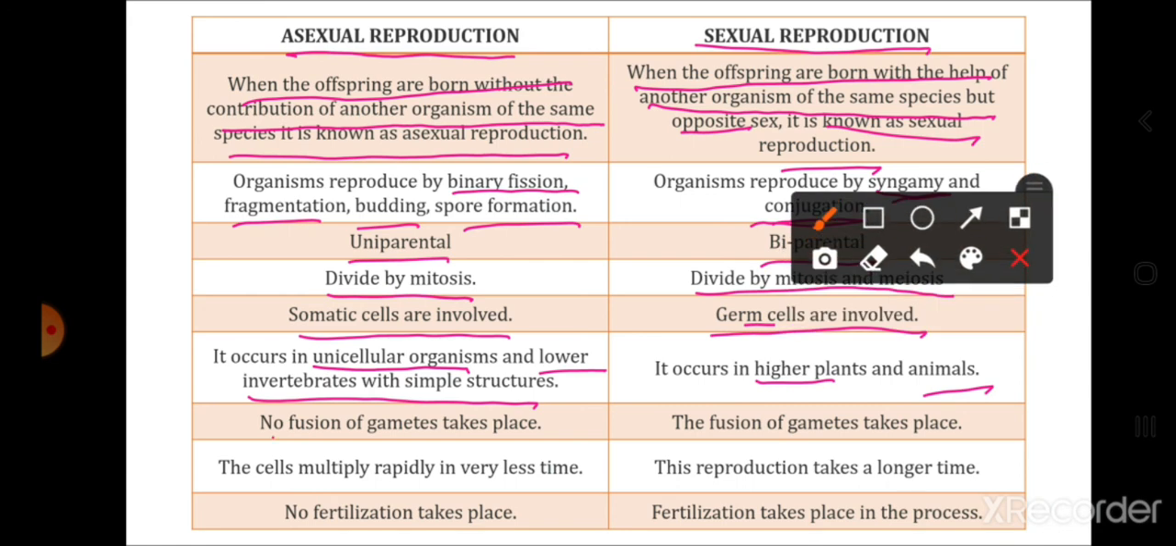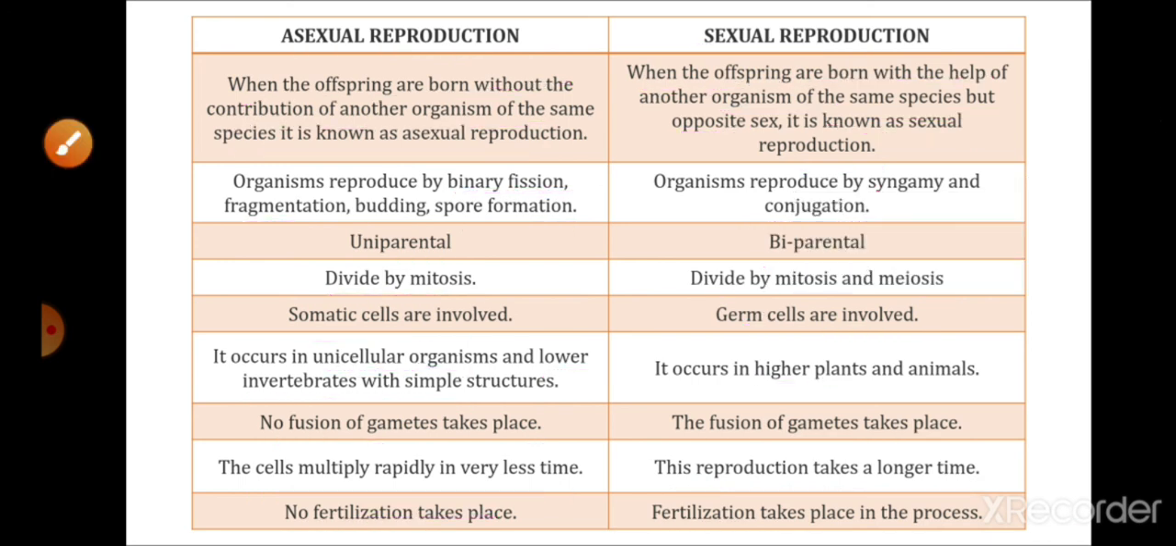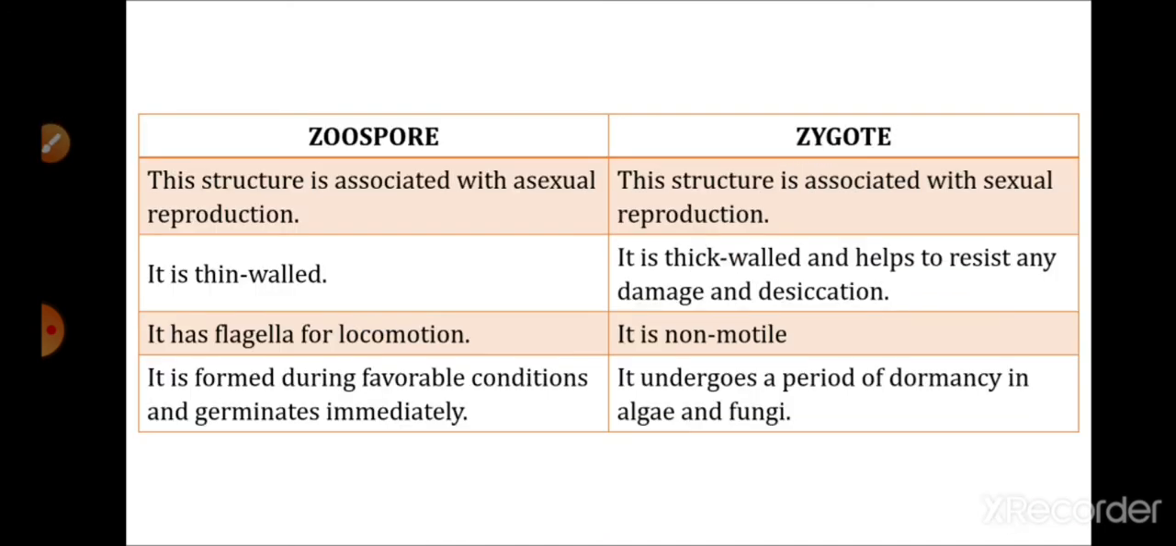In asexual reproduction, there is no fusion of gametes, whereas in sexual reproduction, there is fusion of gametes. The cells multiply very rapidly in a very short period of time in asexual reproduction, whereas sexual reproduction takes a longer time. There is no fertilization in asexual reproduction, whereas fertilization occurs in sexual reproduction. So these are a few differences between asexual and sexual reproduction.